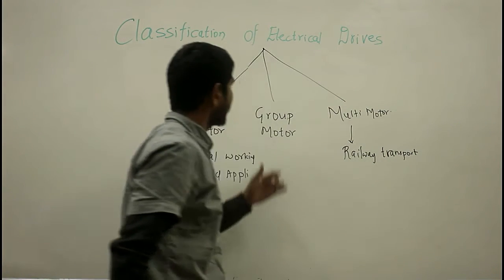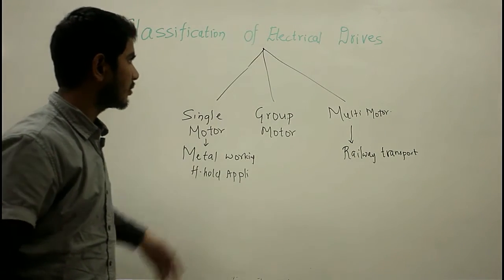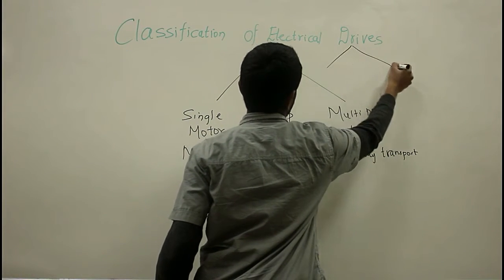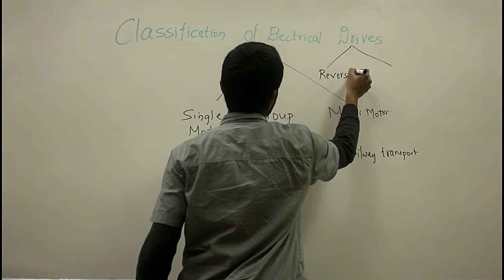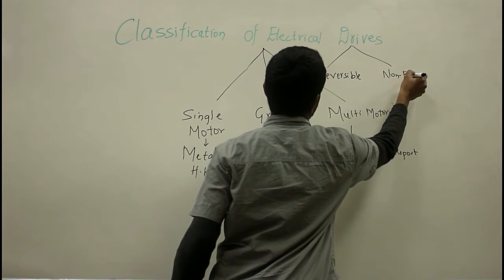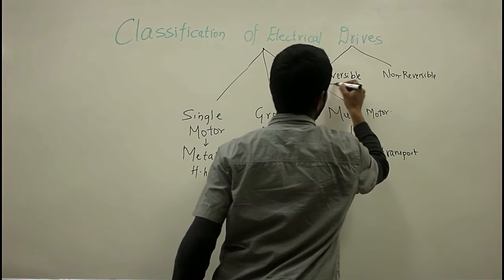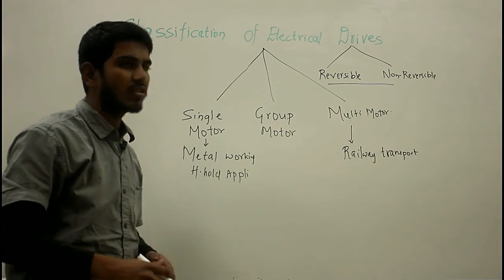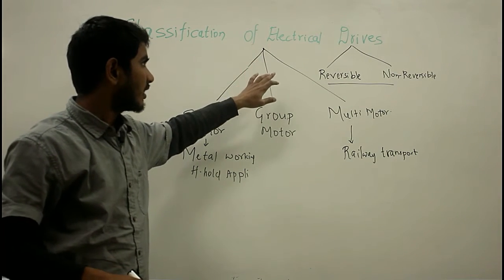Now, if we divide the electrical drives from another point of view, they are again classified into two types. One is reversible and the other one is non-reversible. So, these mainly depend on the capability of the drive system to alter the direction of the flux generated. So, these are the classifications of electrical drives.